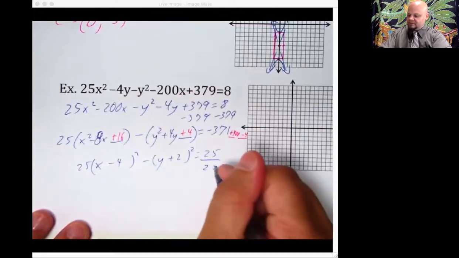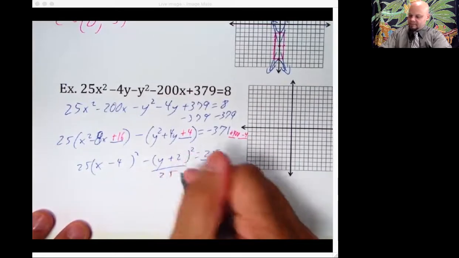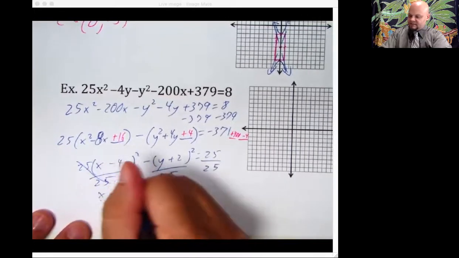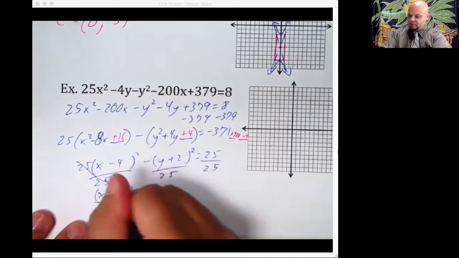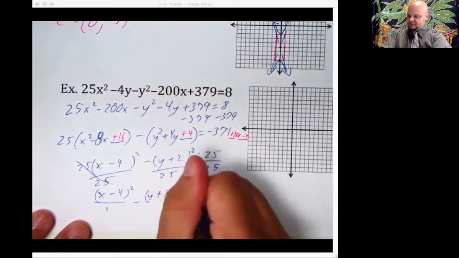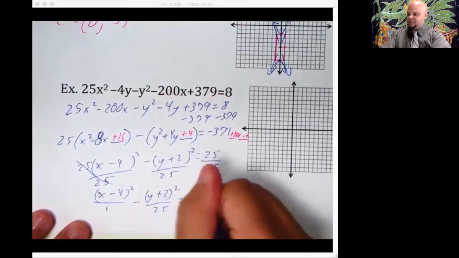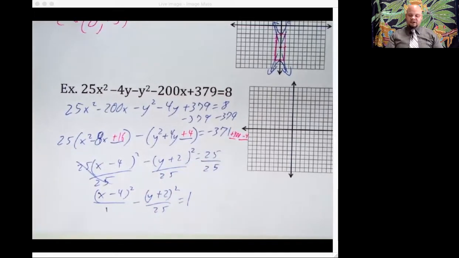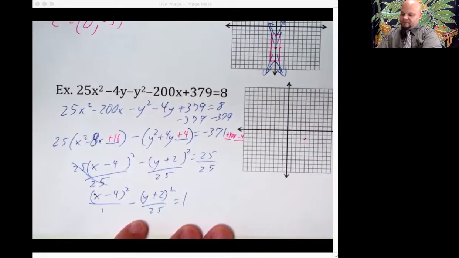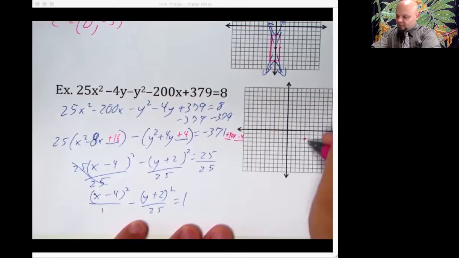And then divide everything by 25. These 25 canceled out. We've got x minus 4 squared over 1, really, minus y plus 2 squared over 25 is equal to 1. That means if I were to graph this bad boy, it would be at 4, negative 2. From there, I would move over 1 on the x, 5 on the y's.